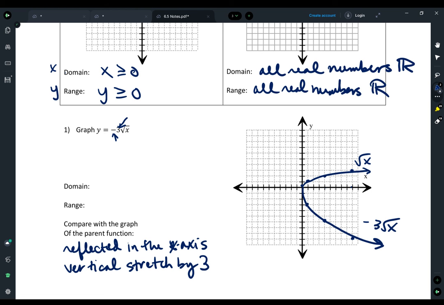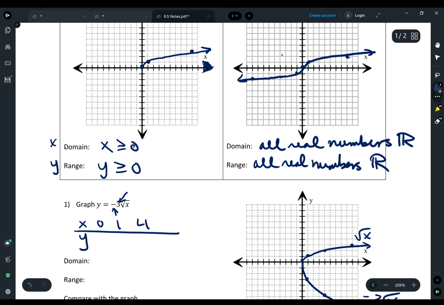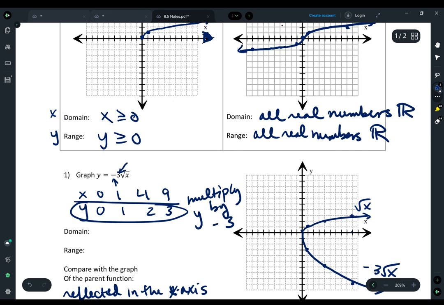So basically all we had to do is we had to take our table. So this is for people that visually the graph is not making sense. I just had to take my table. So let's see, what's my original table? 0, 1, 4, 9, and then 0, 1, 2, 3. And I had to multiply my y's by a negative 3. That's all I have to do.